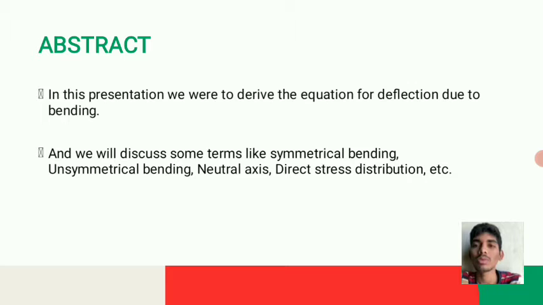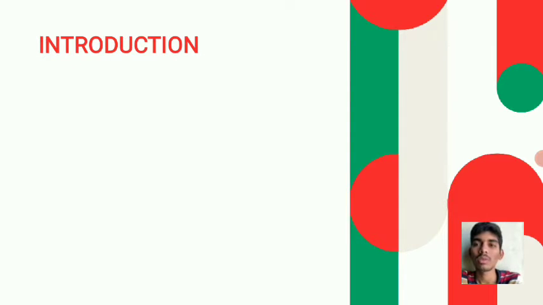Next, abstract. In this presentation we will derive the equation of deflection due to bending, and we will discuss some terms related to the deflection due to bending: neutral axis, direct stress distribution formula, unsymmetrical bending, and what is meant by symmetrical bending. Let's get into the topic.